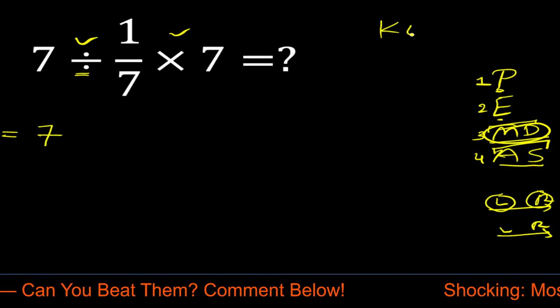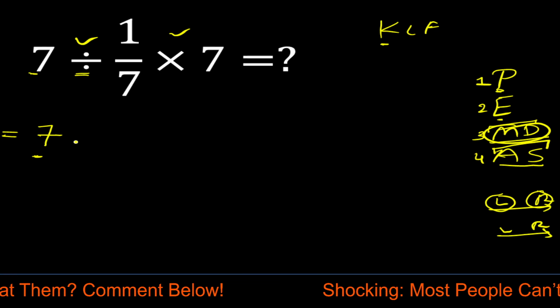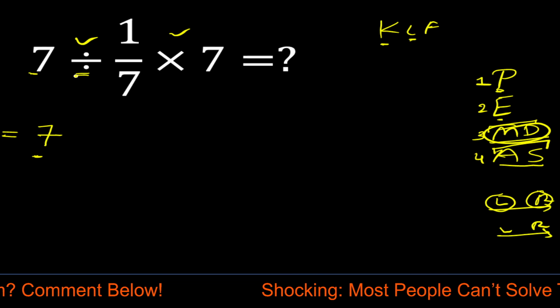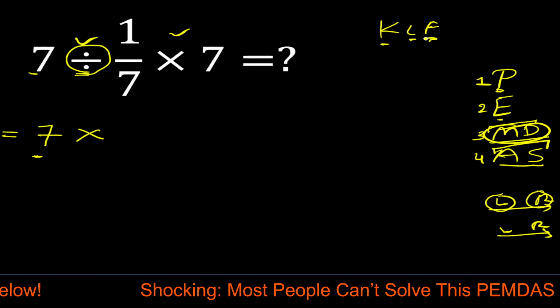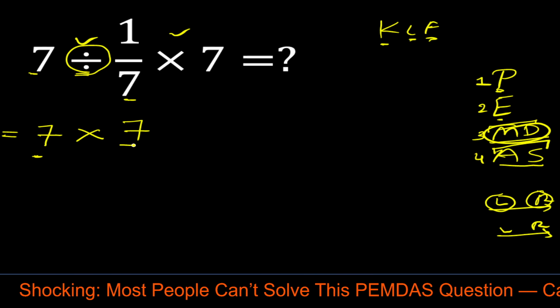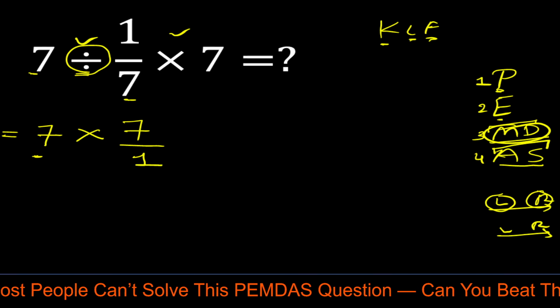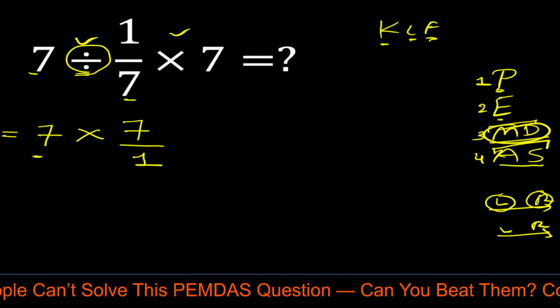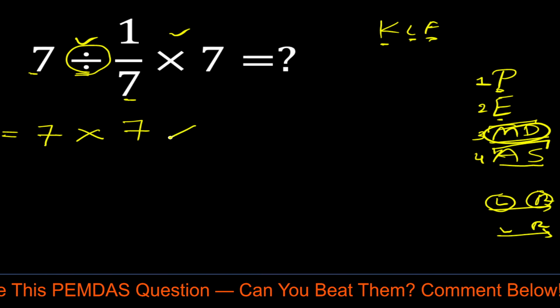Now according to KCF rule, K means keep this first 7 as it is same. Then C means change this sign from division to multiplication, and F means flip this fraction. 1 upon 7 is equal to 7 upon 1, right? Now 7 upon 1 is equal to 7, so we can remove this one, right? Times 7.